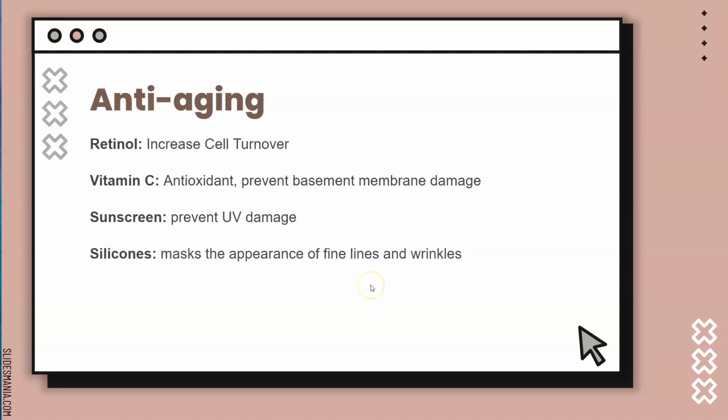You have your anti-aging actives like retinol, which can increase cell turnover, which kind of revitalizes your skin. Vitamin C, which is an antioxidant, which can prevent basement membrane damage. Sunscreen, prevent UV damage. And silicones to mask the appearance of fine lines and wrinkles.